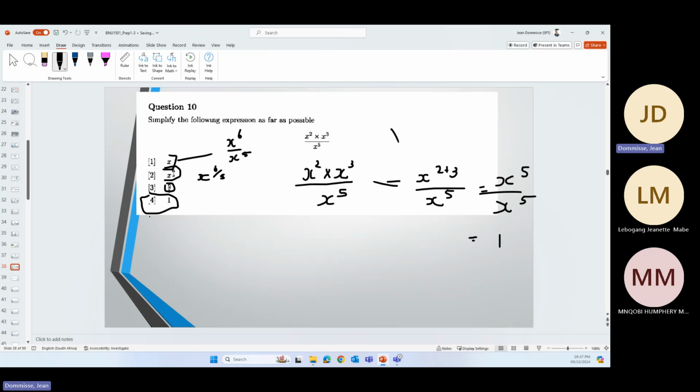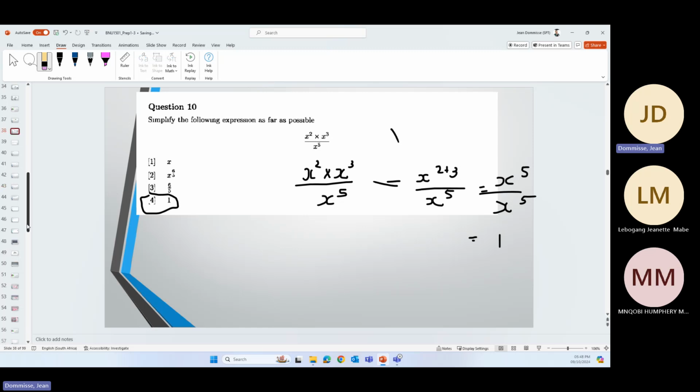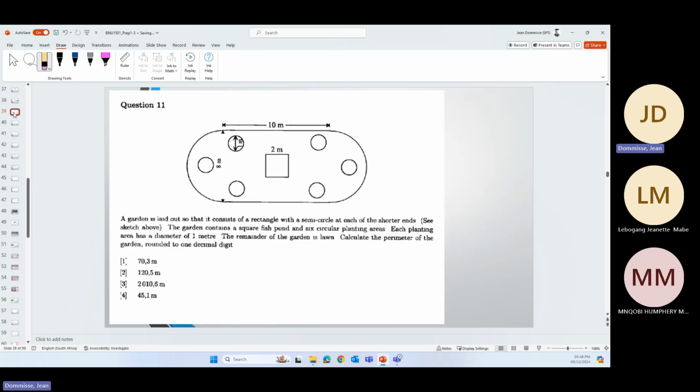But definitely those ones are all wrong, because if you write it out, x to the power of 2 times x to the power of 3 is actually x to the power of 2 plus 3. 2 plus 3 is 5. x to the power of 5 over x to the power of 5 gives us 1. Okay, so they use some of the exponent principles in this one to see if you know how to work it out.